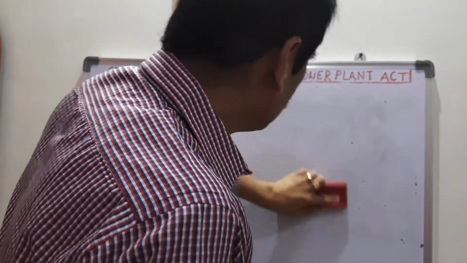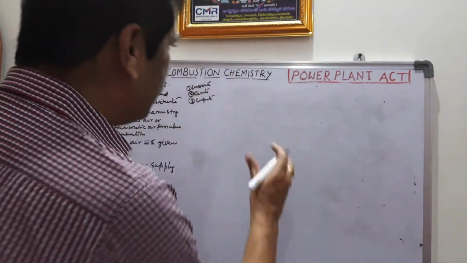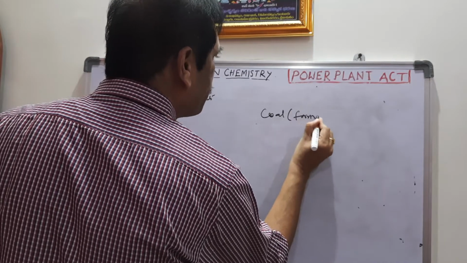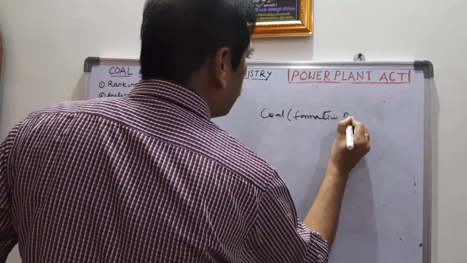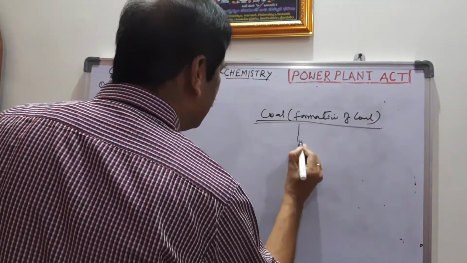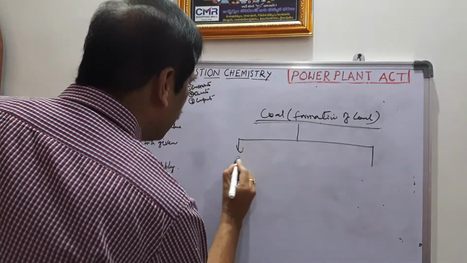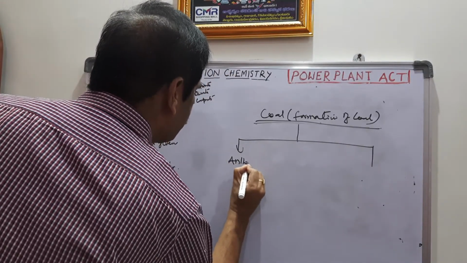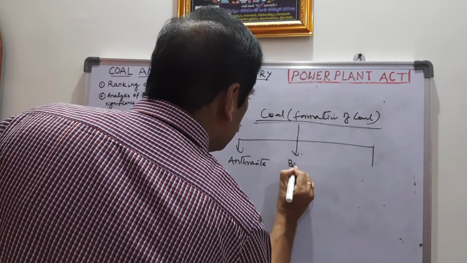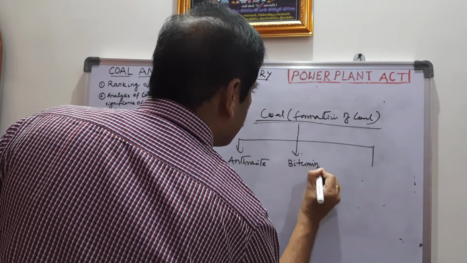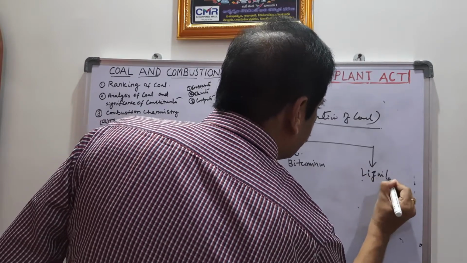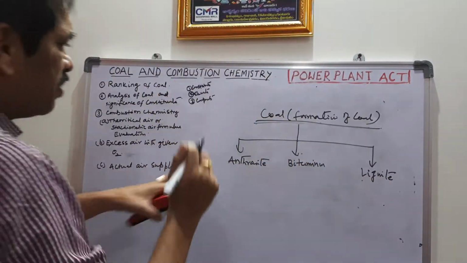On the basis of formation of coal, coal is divided into 3 categories. Number one is anthracite, second is bituminous and number 3 is lignite. What is the characteristic of these coals? Let us see.